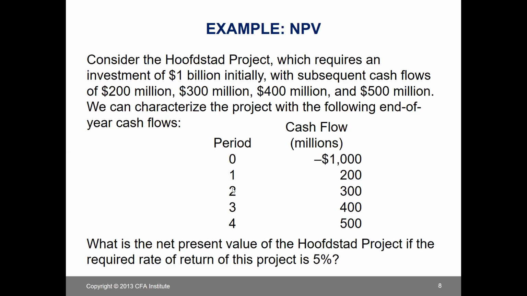After year 1 of your investment, you will generate 200. After year 2, you generate 300. After year 3, you generate 400. After year 4, you generate 500. Here you are asked to calculate the NPV of that project if the required return is 5%.